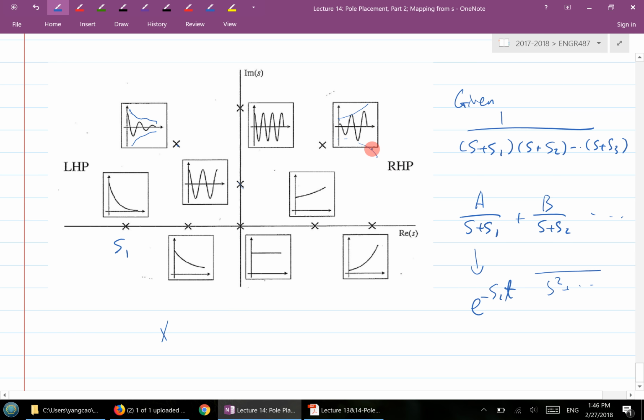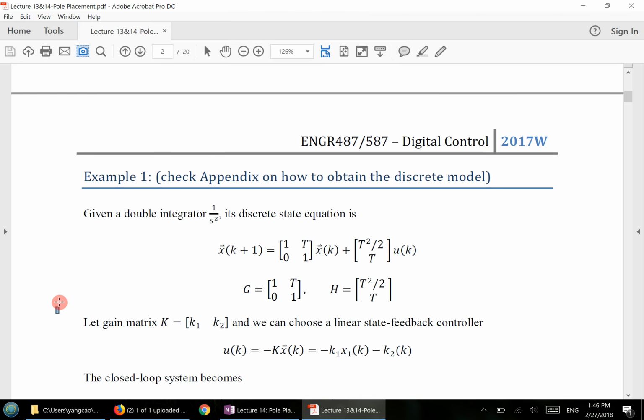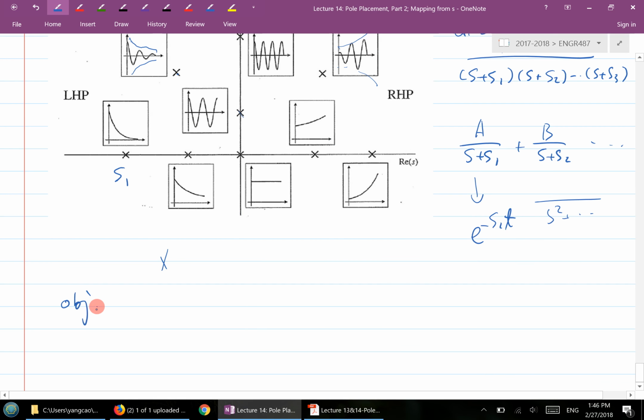So that's basically the pre-knowledge that we learned for the continuous system: what the system response will be for different locations of the pole in the S-plane. That's what we learned. So the objective here is to establish a similar mapping in the Z-plane.